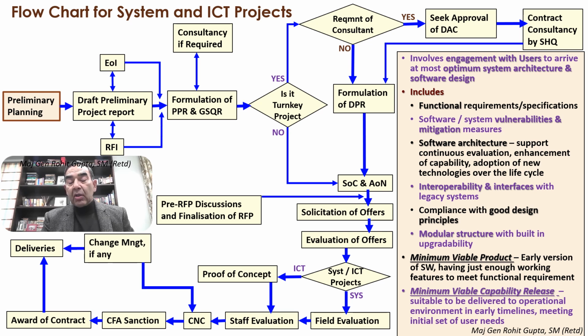It should support continuous evaluation, enhancement of capability, and adoption of new technologies over the life cycle, and be flexible enough to absorb the technologies coming over the life cycle. Interoperability and interface with the legacy system. You can't change the entire system completely in the complete military. Therefore, the system that you have and are now including into the complete network system should be interoperable, and it should be interfaced also with the older generation systems, which are going to be there for some time.